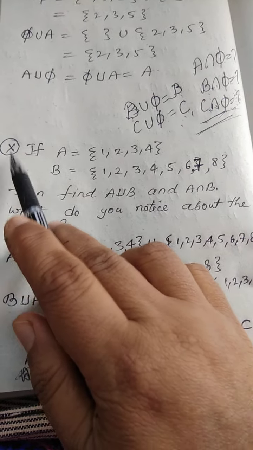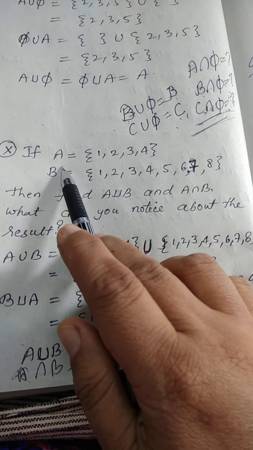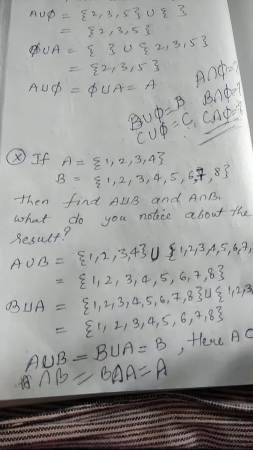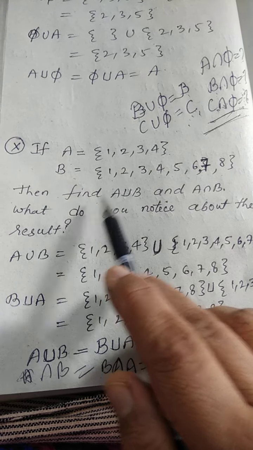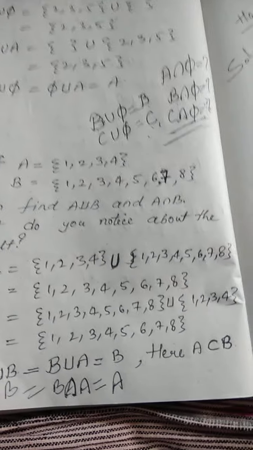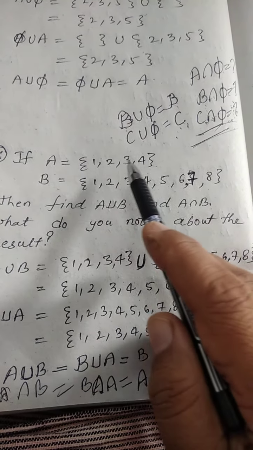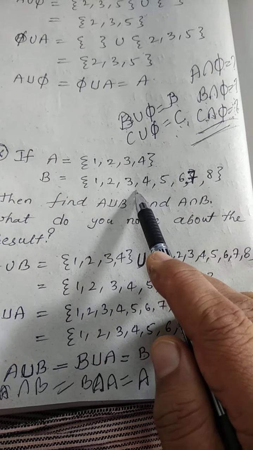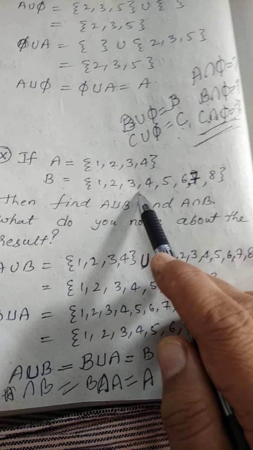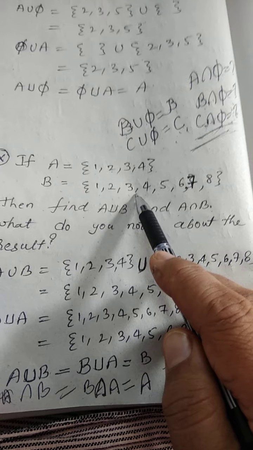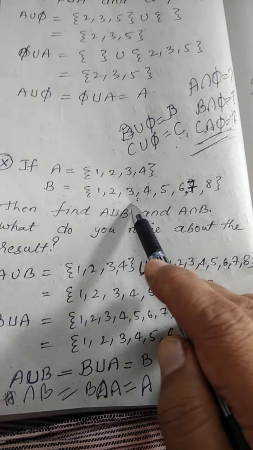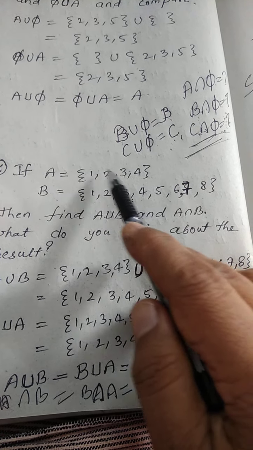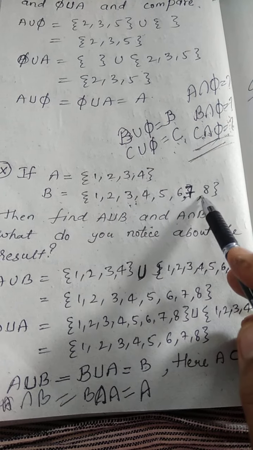Now the 10th question. If A is {1, 2, 3, 4} and B is {1, 2, 3, 4, 5, 6, 7, 8}, then find A union B and A intersection B. Both we have to find, union and intersection. What do we observe here? 1, 2, 3, 4, all elements are present in B, no? Then what is A called? A is called the subset of B. Why? Because all the elements of A are present in B.